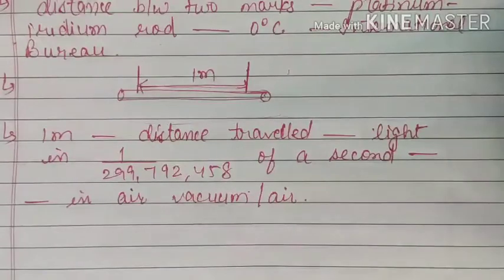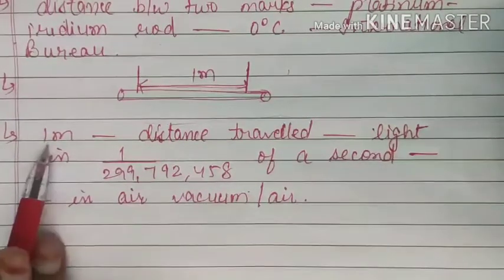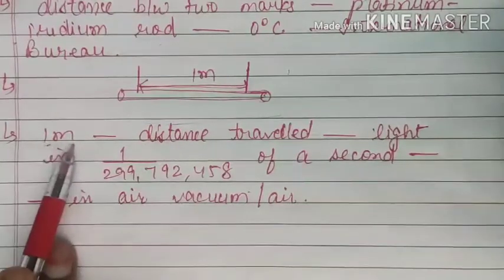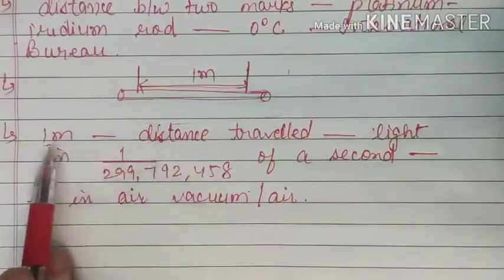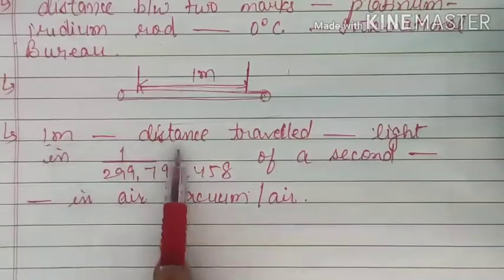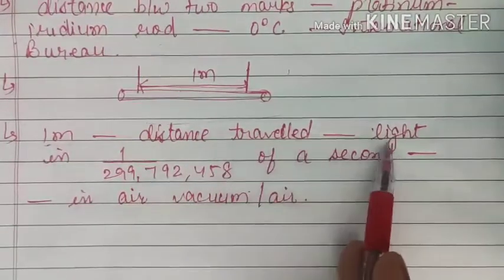We can use a smaller value, that means we can decrease its value and we can increase its value using a prefix. This we have already seen in the last class. Now our next definition is, we will define according to the speed of light. See, first of all, we know that 1 meter is the unit of length and distance is also a length. So 1 meter is the distance traveled by light.